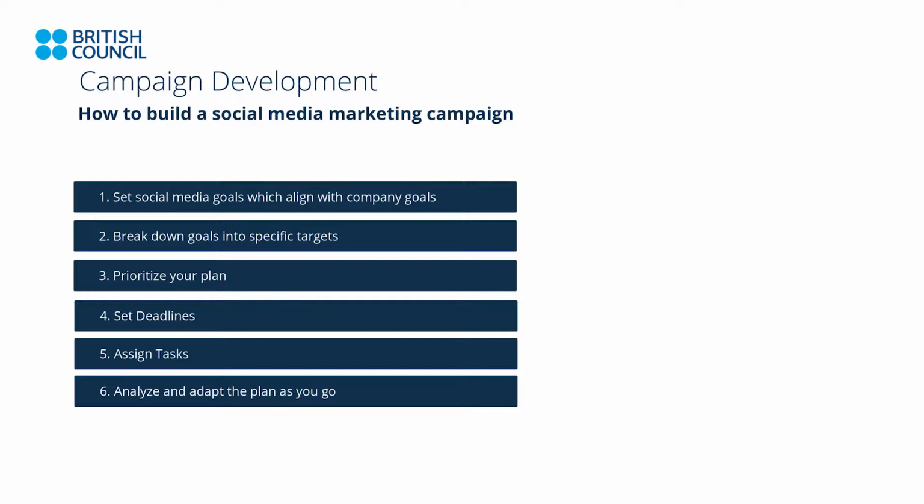5, assign tasks. So if you're working with a team and you're not just working alone, it's imperative that you actually set tasks amongst yourselves. Who's going to be in charge of campaign? Who's going to be in charge of analysis? Who's going to be in charge of reporting? Who's going to be in charge of creatives? Ensure that you assign these tasks at the beginning of your campaign so that you can have a very seamless and smooth process. And number 6, analyze and adapt your plan as you go.